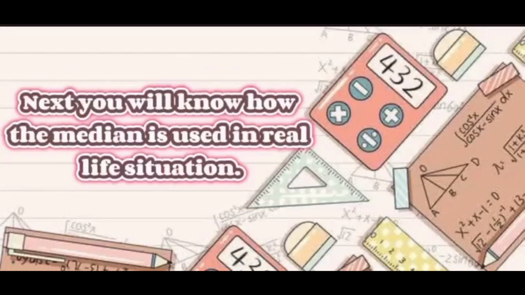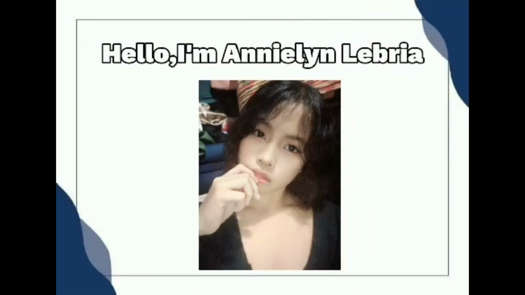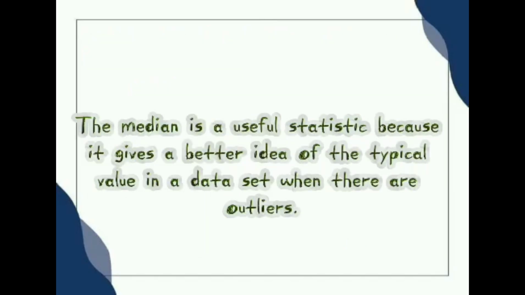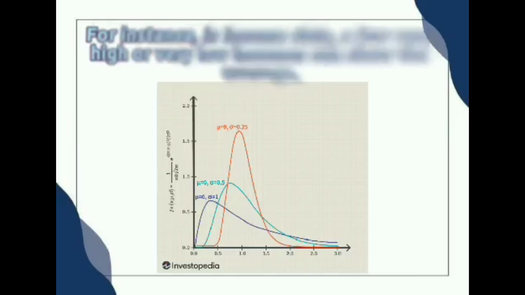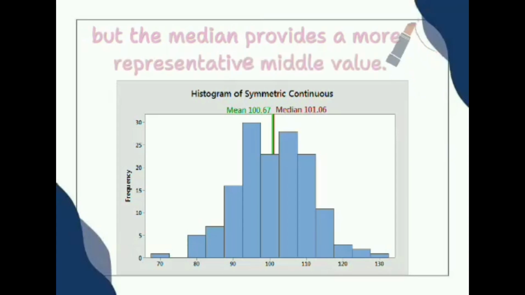Next, you will know how the median is used in real-life situations. Hello, I'm Annielyn. Now let's look at how the median is used in real-life situations. The median is a useful statistic because it gives a better idea of the typical value in a data set when there are outliers. For instance, in income data, a few very high or very low incomes can skew the average, but the median provides a more representative middle value.